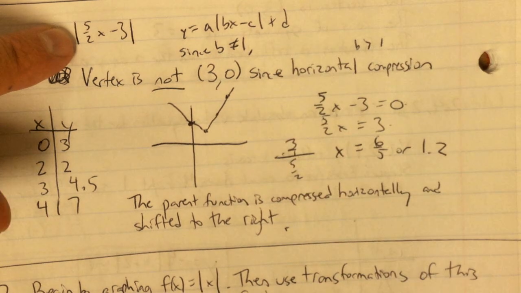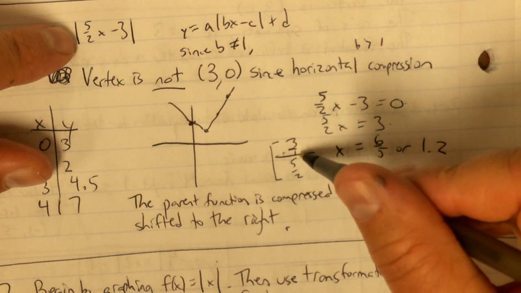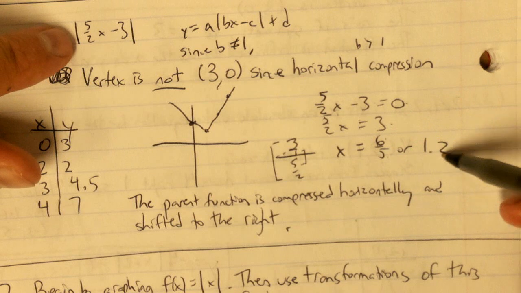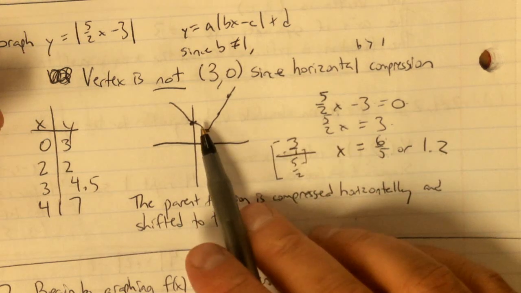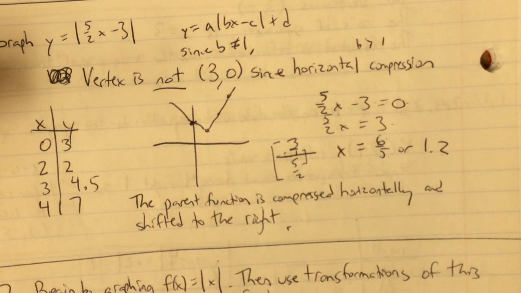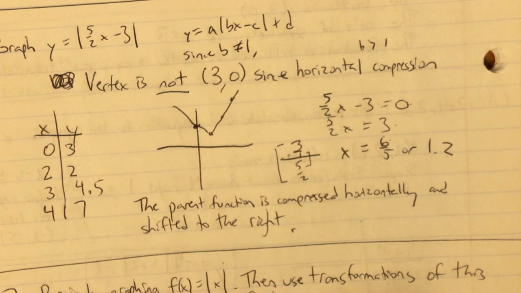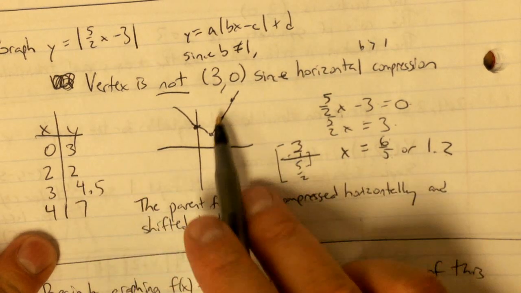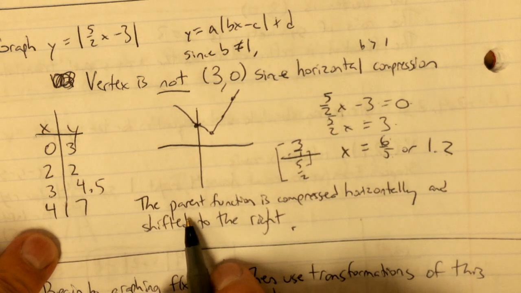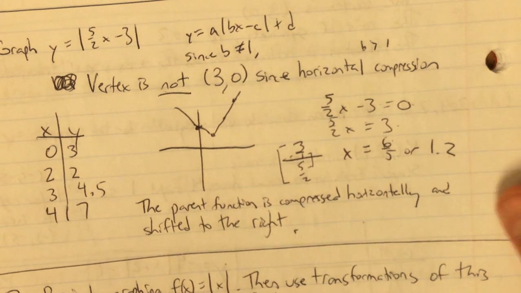So think of that as 3 over 1. You multiply your extremes, and that's 6, and multiply your means, and that's 5. So 6/5, which is 1.2. So this is really 1.2 comma something, but that would not show up in your table. So again, I just picked easy values to work with and got it. Then your description is the parent function is compressed horizontally and shifted to the right.